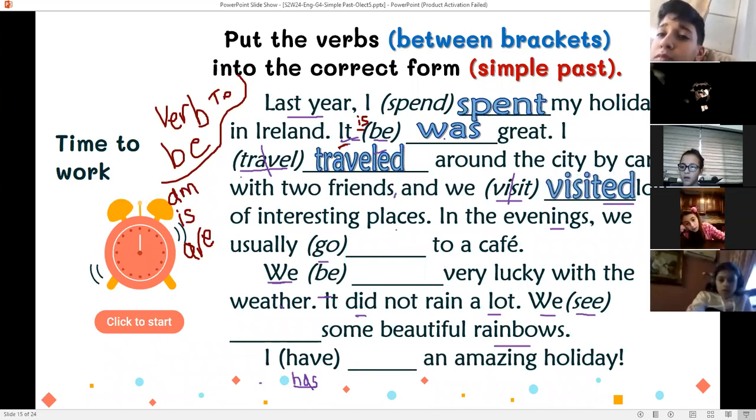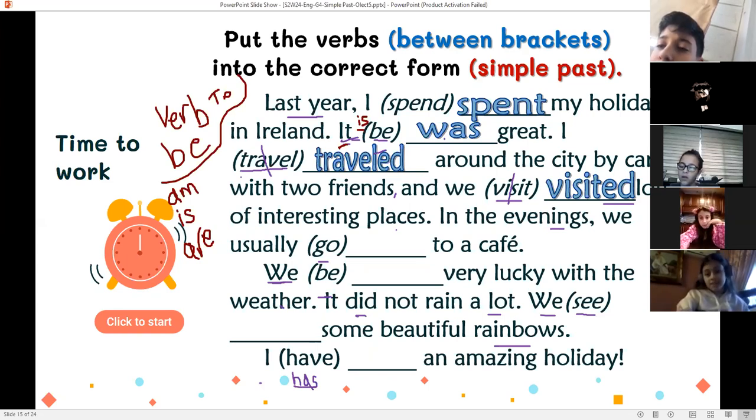Let me have Noor Klet. Yalla Noor. Lots of interesting places. In the evening, we usually go to a cafe. What is the past of go? Go. Past of go is what? Yes, Noor. Okay, Ali Safiuddin. Yes, Yalla Ali. Past of go. What is the past of go? Went. Bravo. Excellent. Bravo, Ali.